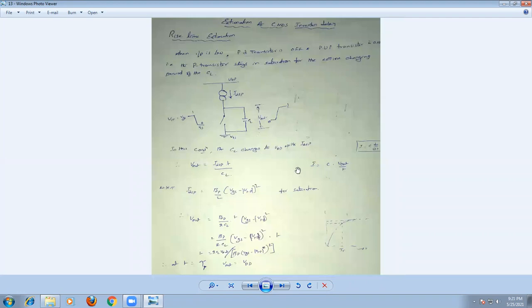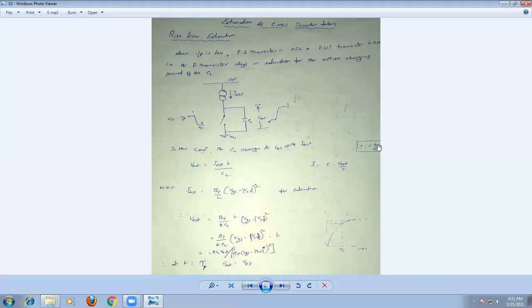We know the formula for this current in terms of the capacitance value and the voltage across it. That means I is equal to C into dV by dt. Assuming that during the entire charging period this current is constant, because the transistor is in saturation, the current is always constant, so we can consider I is equal to C into output voltage divided by the time taken: V out by T, dV by dt.